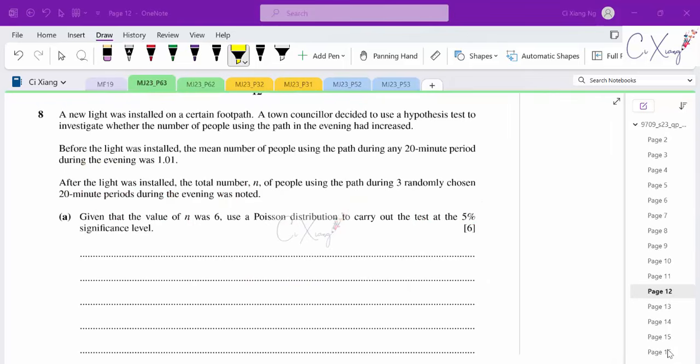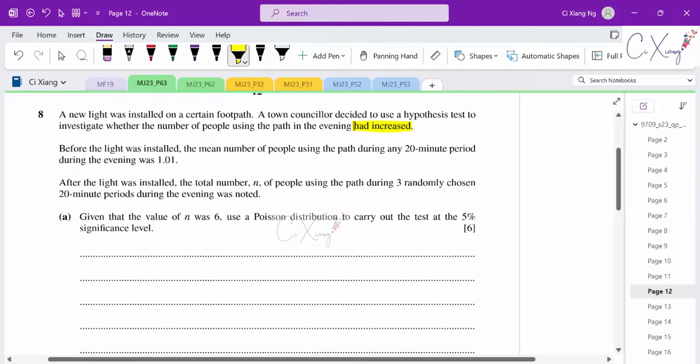So now we are at the very last question for this paper. A new light was installed on a certain footpath, and we are going to use a test to investigate whether the number of people using the path in the evening has increased. So please highlight the keyword increase. This is the keyword to help us set up the alternative hypothesis.